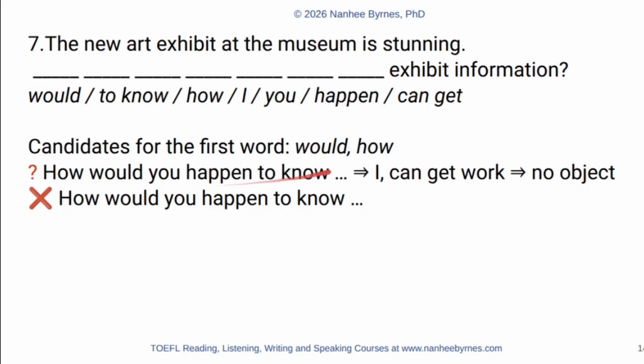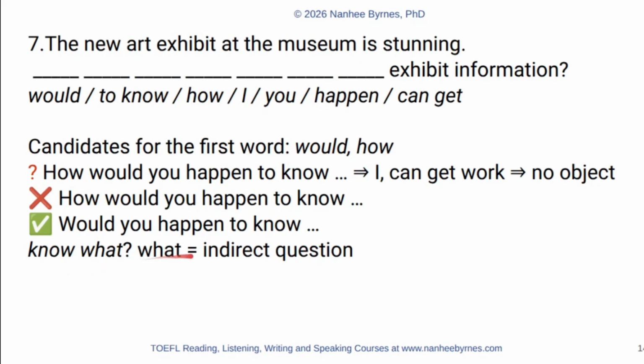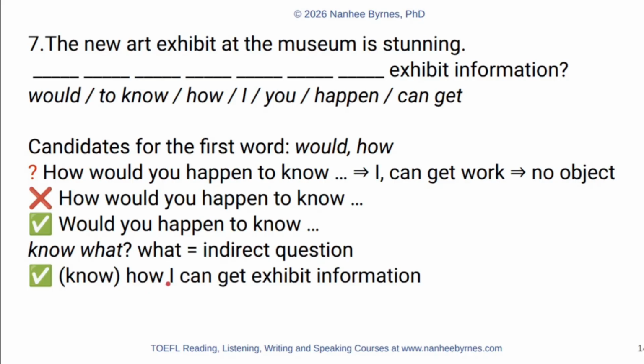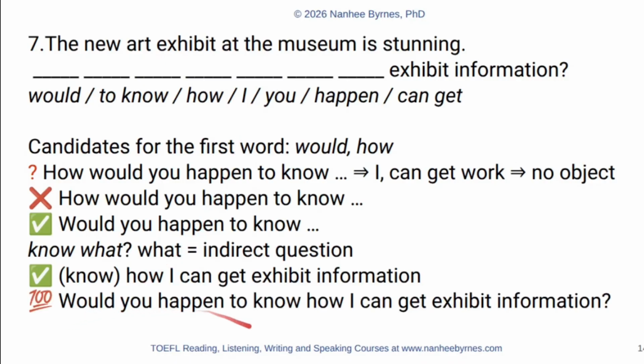Now let's try would. Would also requires inversion, and the rest follows similarly to the how test. So we have, would you happen to know? Next, know what. The object of know can begin with how, forming a WH clause. The remaining words go in normal order. How I can get exhibit information. Putting everything together, the complete sentence is, would you happen to know how I can get exhibit information?